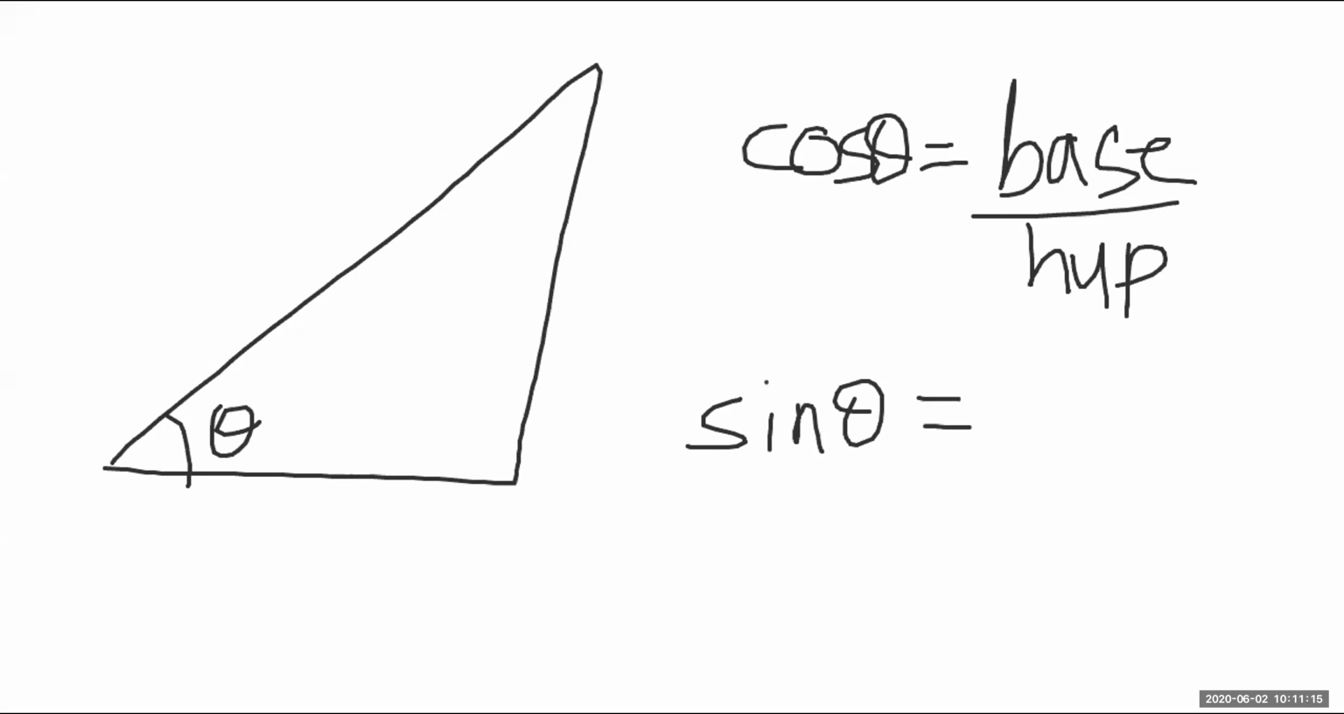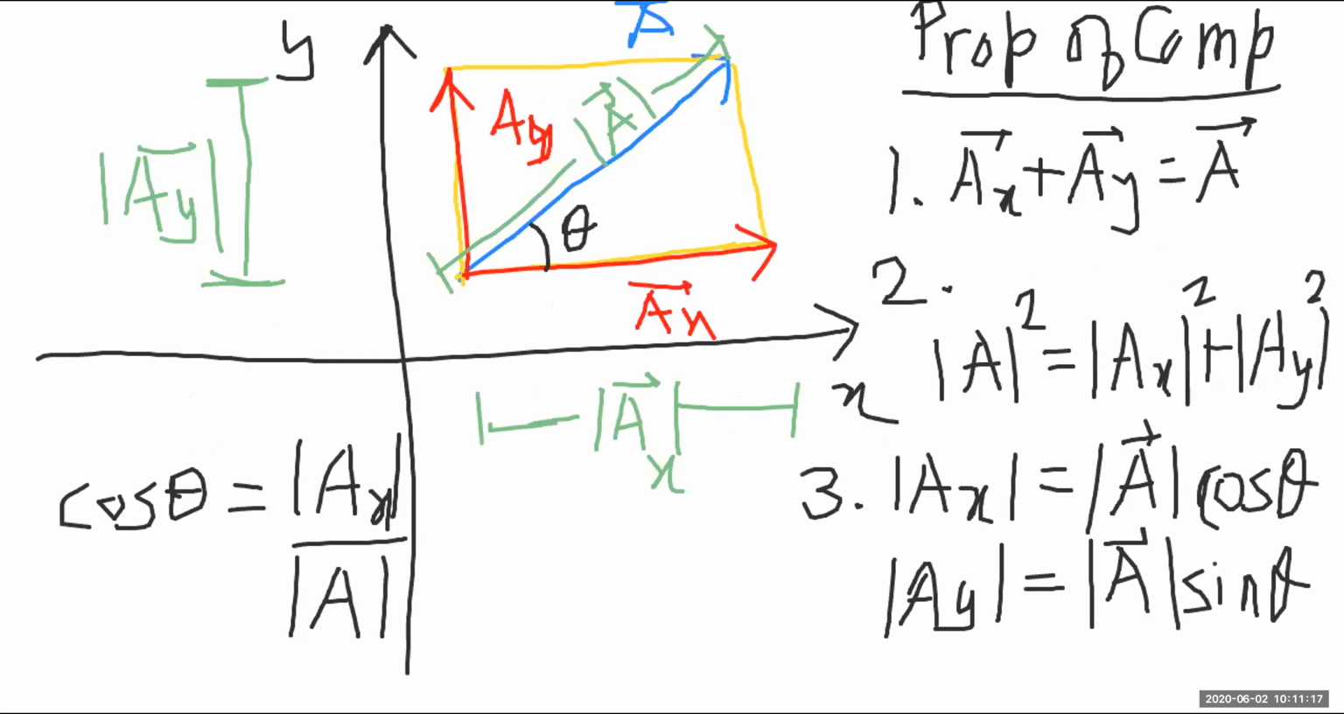Can you see a right angle triangle here? What is the diagonal of the right angle triangle? What is the length of the diagonal of the right angle triangle? What is the color of the diagonal? Blue. Color of the hypotenuse, blue.